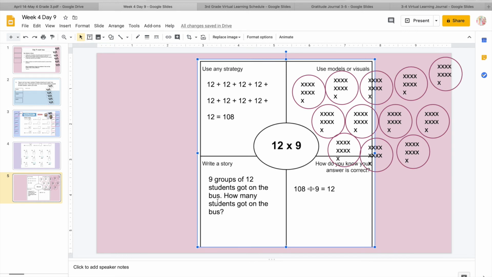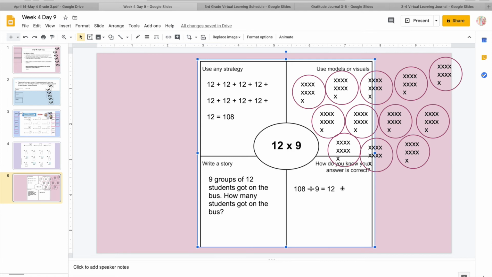And then down here they say write a story. Remember, I just do a word problem, which is fine if you want to do it that way too. So I did 9 groups of 12 students got on the bus. How many students got on the bus? So I know 9 groups of 12, remember that word "of," would tell them to multiply.